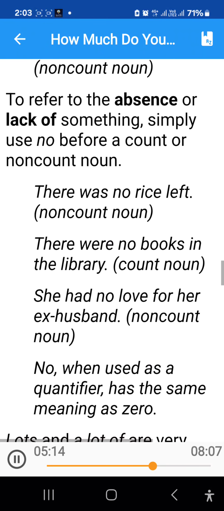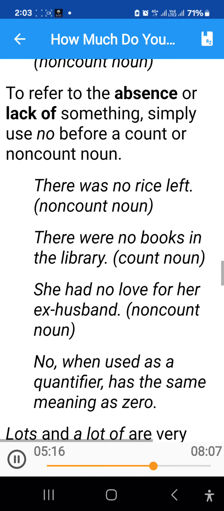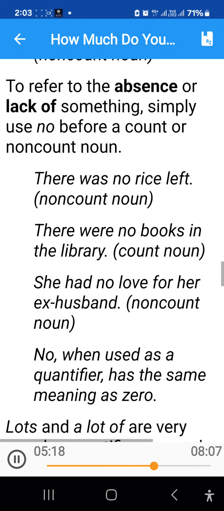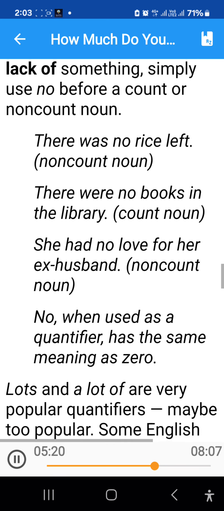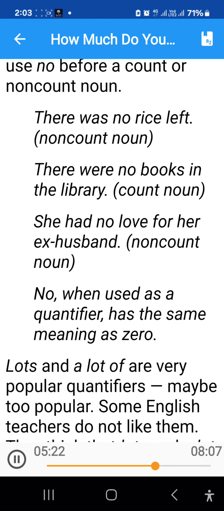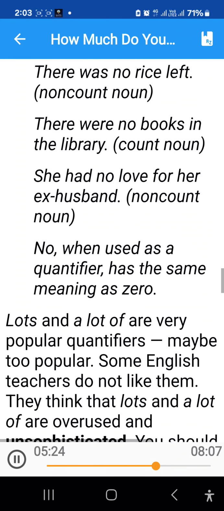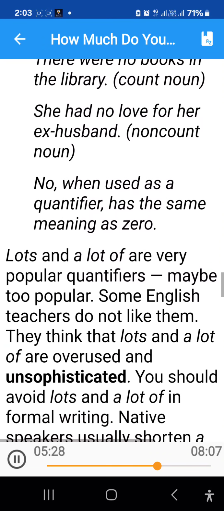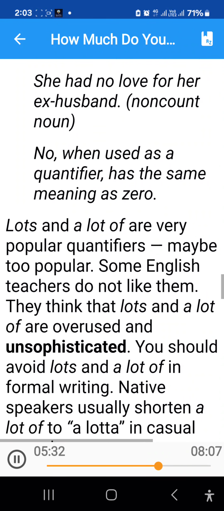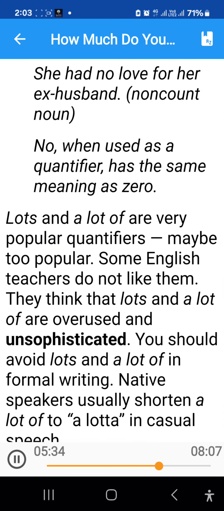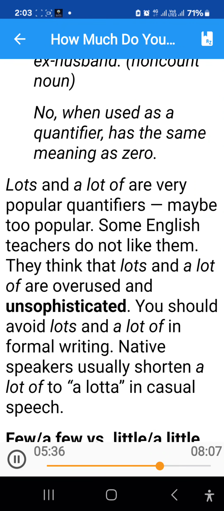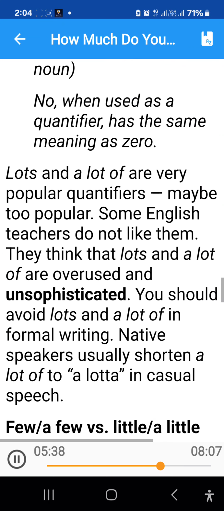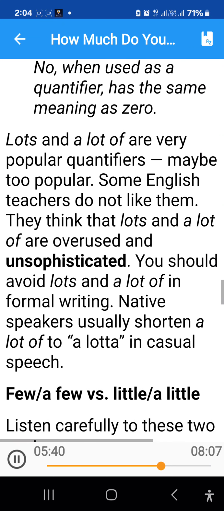To refer to the absence or lack of something, simply use no before a count or non-count noun. There was no rice left. Non-count noun. There were no books in the library. Count noun. She had no love for her ex-husband. Non-count noun. No, when used as a quantifier, has the same meaning as zero.